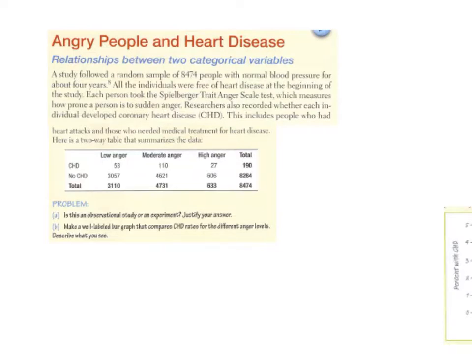Okay, so let's look at this example here that talks about relationships between two categorical variables. So pause it and take a second and read what's going on with the scenario. Okay, so now that you've read, part A here is talking about is this an observational study or an experiment, and then you need to back that up, whichever one you chose. So for this one, this would be an observational study.